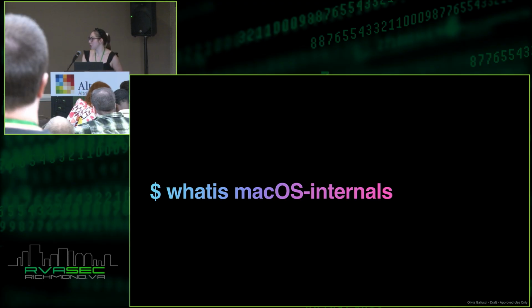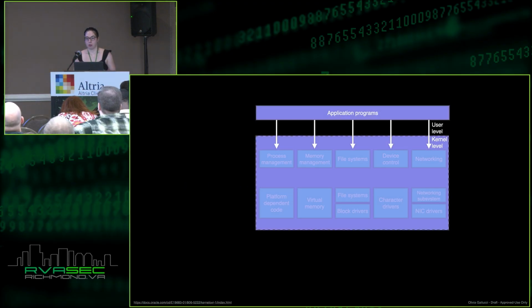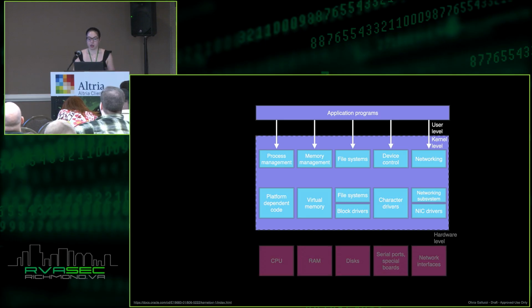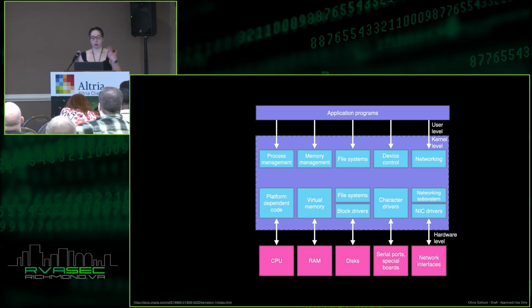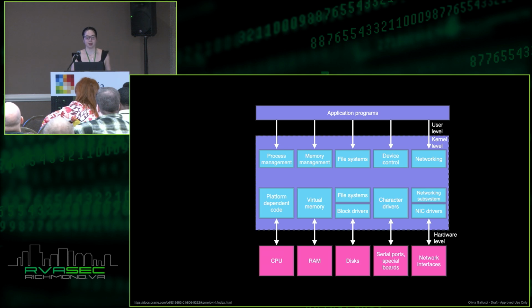So what are macOS internals? macOS internals are the underlying components that make the system work. So like the XNU kernel, process and memory management, system libraries, syscalls, device drivers, basically everything that runs under the graphical user interface. It's the difference between what you click and what's actually happening when you click something.